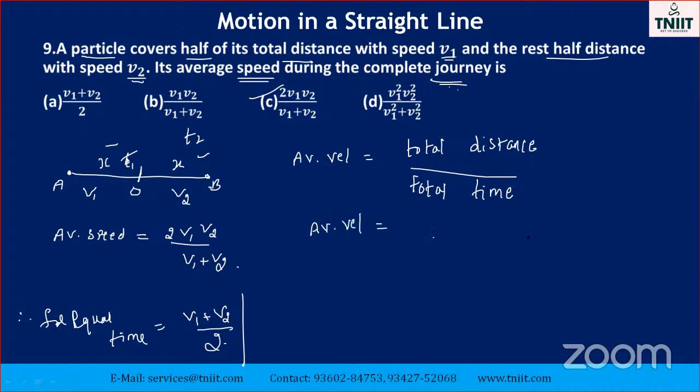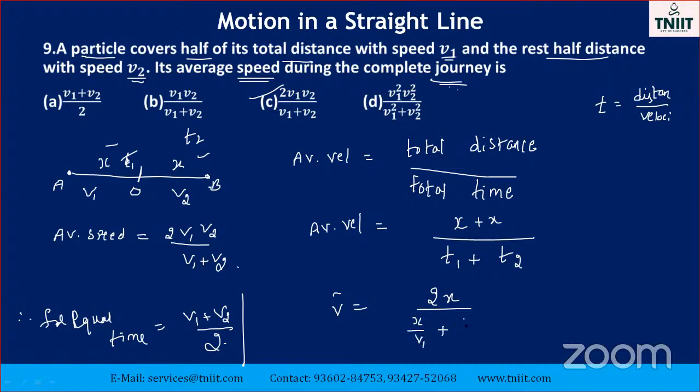So what is the total distance traveled? X plus X. What's the total time? T1 plus T2. So average velocity V bar is, X plus X, which is 2X, over T1 plus T2. You know the definition: time is distance by velocity. So for T1, distance is X, velocity is V1. For T2, distance is X, velocity is V2. So 2X over X by V1 plus X by V2. You can take X common, giving 1 by V1 plus 1 by V2. So X and X get cancelled out.